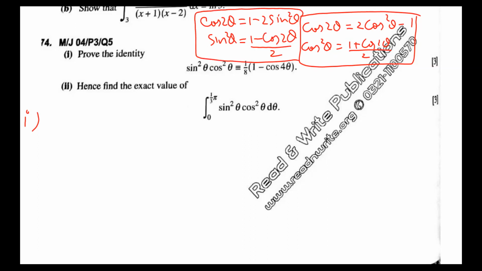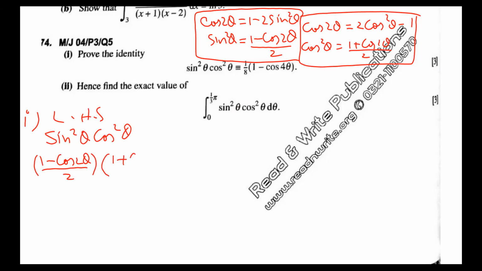Now to link both, I'm going to use the left hand side. So I'm going to plug in sine square theta plus cos square theta, which is our actual question. In the place of sine square theta, I put this one. So 1 minus cos 2 theta over 2 times 1 plus cos 4 theta, so 2 theta by 2. Now this 2 and 2 multiply, 2 twos are 4. And in the bracket, 1 into 1.